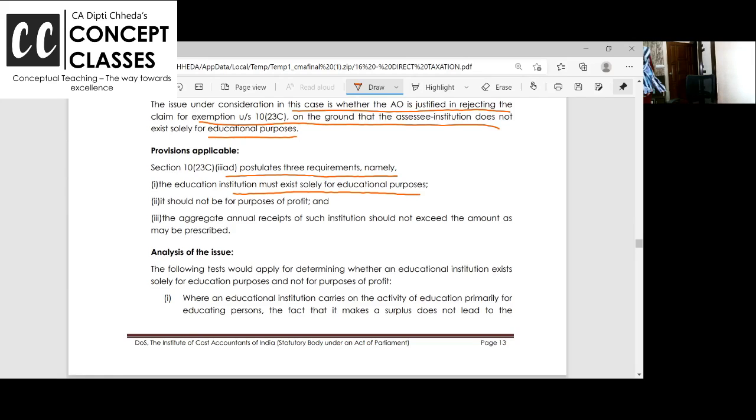Yeah. Second condition is the educational institute should not be for the purpose of profit. Third is the aggregate amount of the receipt should not exceed the amount as may be prescribed.